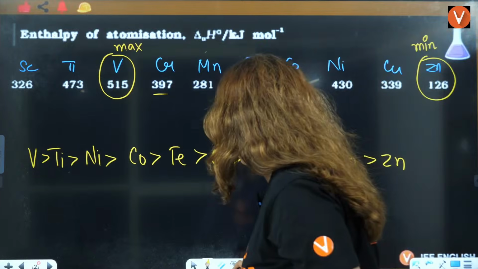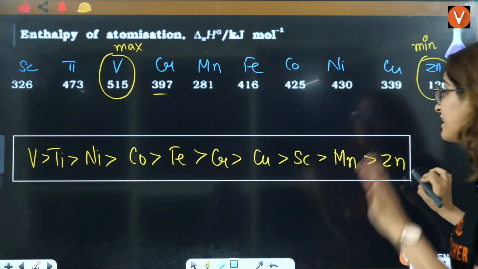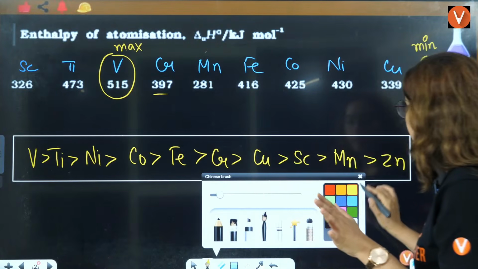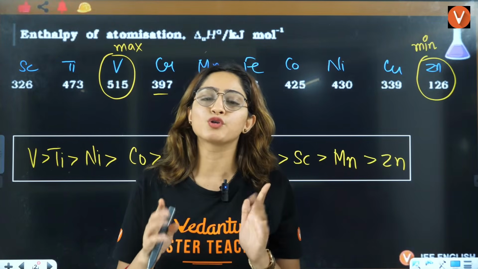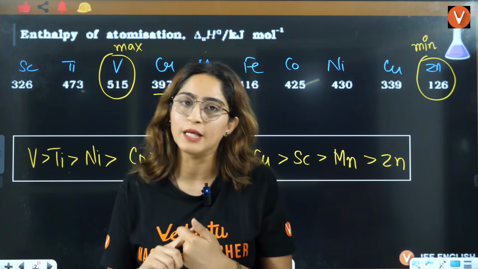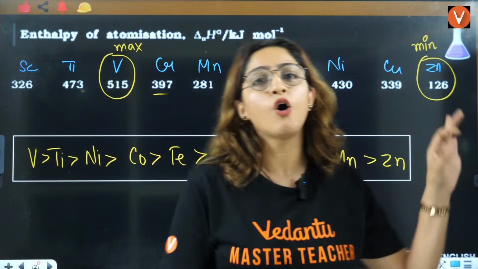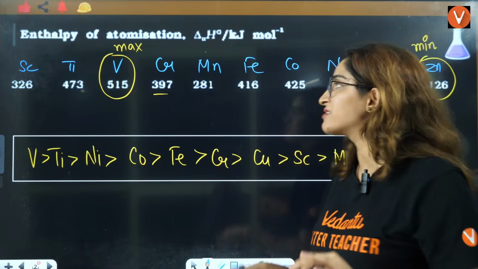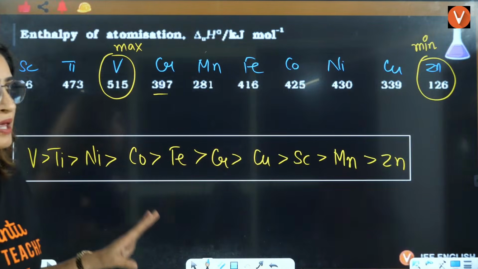This is the data from your NCERT only. Please don't look at any data other than NCERT. You have to focus on NCERT data only. According to NCERT data, this is the order of enthalpy of atomization. Remember the minimum and maximum, that is a must for you.